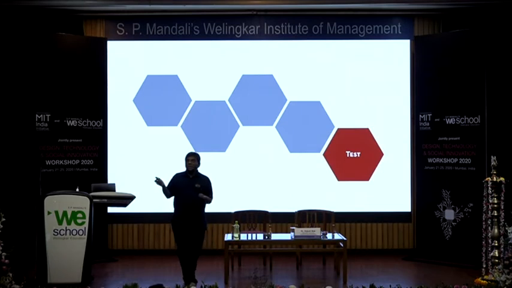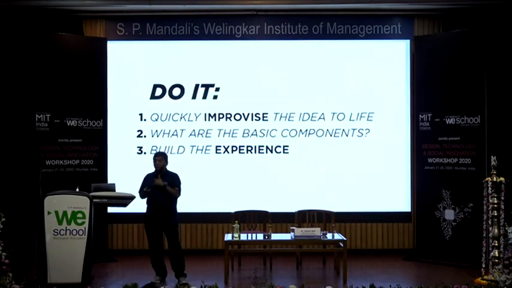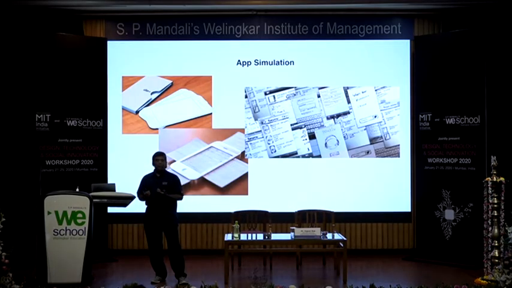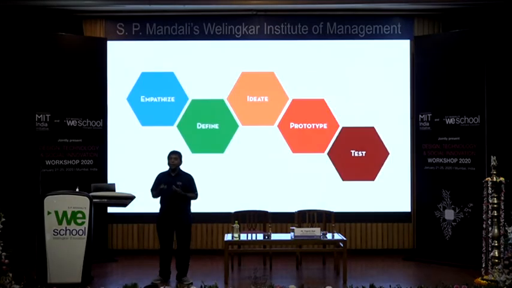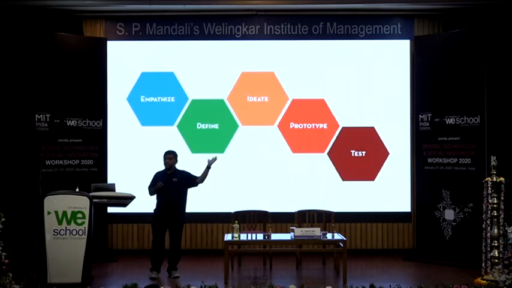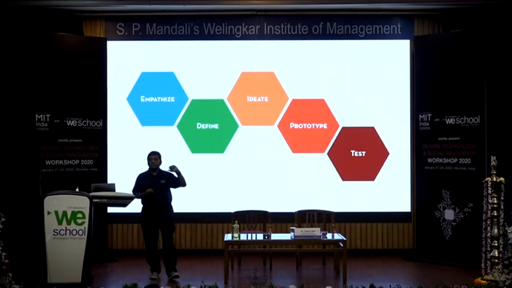So the next stage is testing. And even when you do the testing, do not try to make your real product. Make things that look like prototypes and work like prototypes. If you're making an app, don't make an app. Make paper screens and such, and check to see how people respond to it. And that is how you do the five steps.